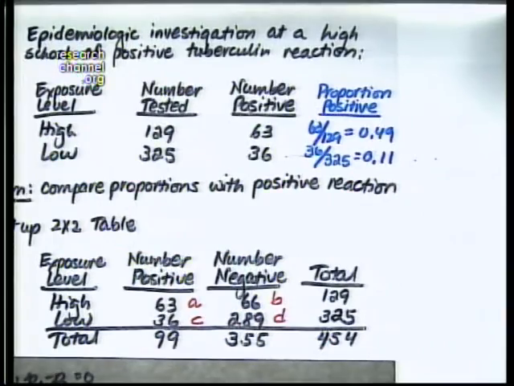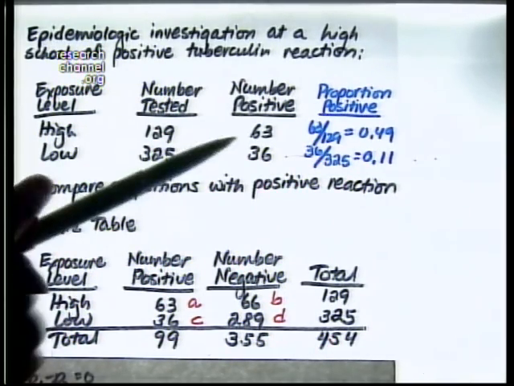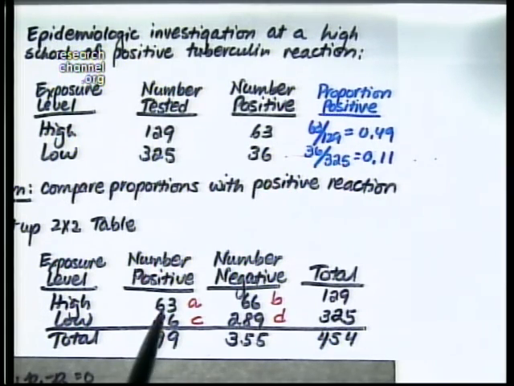2-by-2 tables. So if we set up a 2-by-2 table, we were given the total number tested. We put those on the row totals. We were told the number positive in each. So in the high exposure group, 63 tested positive. That means that 129 minus 63, or 66, tested negative. In the low exposure group, 325 were tested, 36 of whom tested positive. So 325 minus 36 means 289 tested negative. And then we can add the total positives, the total negatives, and we would consider then the cells of this table as A, B, C, and D for the shortcut formula.